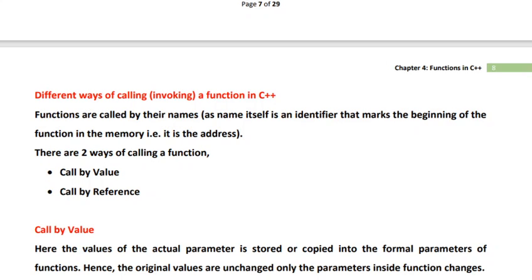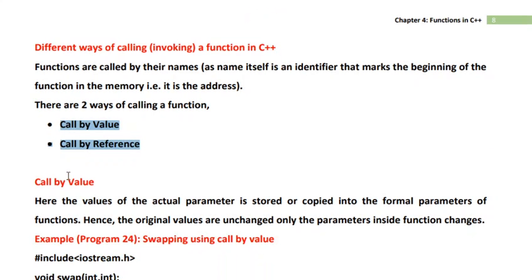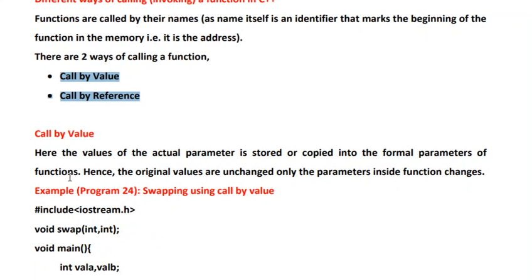Call by value and call by reference. These are the two ways in which you can call a function. One is by passing value and one is by passing reference.